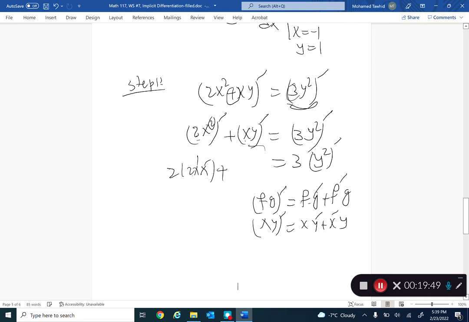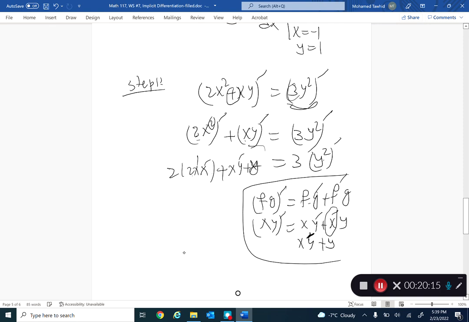What is y prime? That is the one I need to find. What is x prime? x prime is 1. So what do you have? You have y, so the derivative of this is just a copy from here. You will have x y prime plus x plus y, that is x y prime plus y.